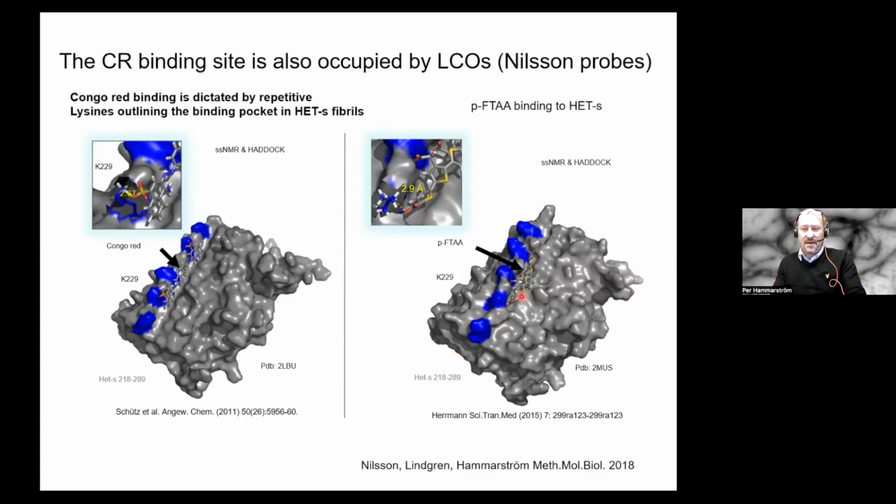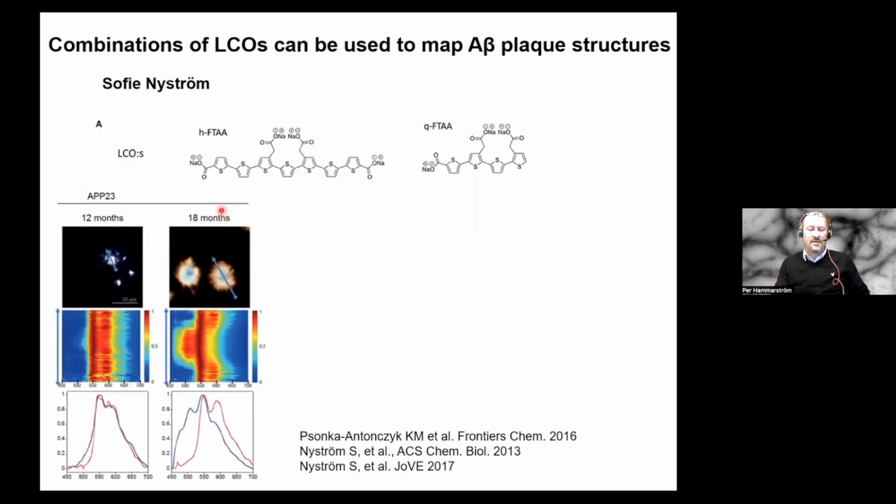And these changes can be quite dramatic, but they can also be quite subtle. So what has been spearheaded by Sophie Nyström, working in my group, has been to use a combination of probes to increase the contrast when looking at conformational polymorphs, mixing a red molecule, this would be HFTAA, with the blue molecule QFTAA, and thereby see how they stain and which parts of an amyloid plaque get stained by these molecules.